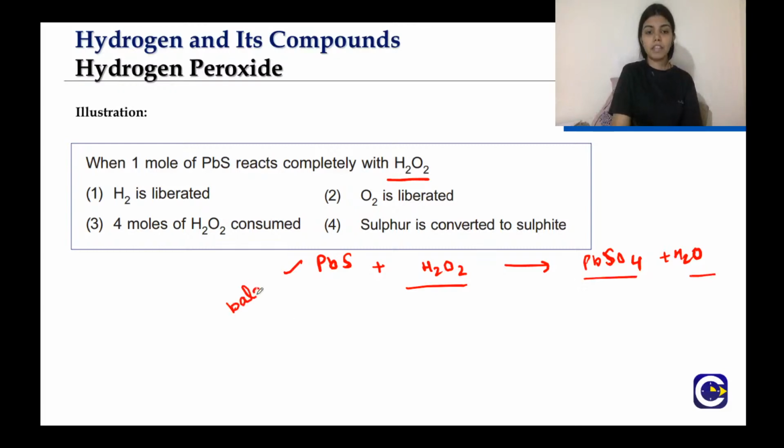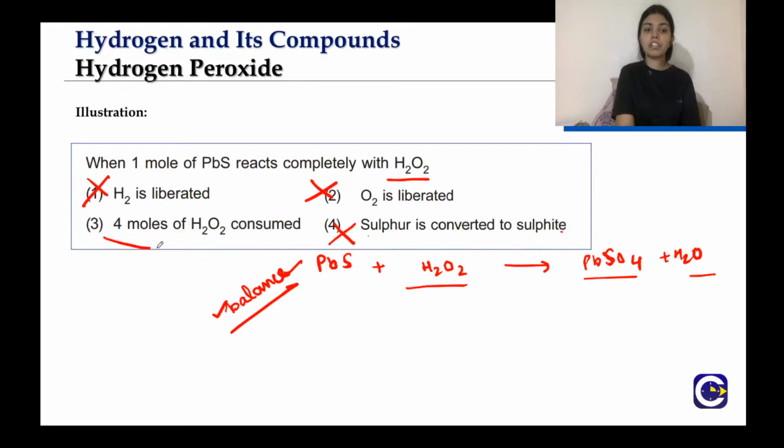Now balance this reaction. Balance the reaction and tell me what happens. Is the hydrogen liberated? No. Is the oxygen liberated? No. Is the sulfur converted into sulfite? No. It is converted into sulfate.